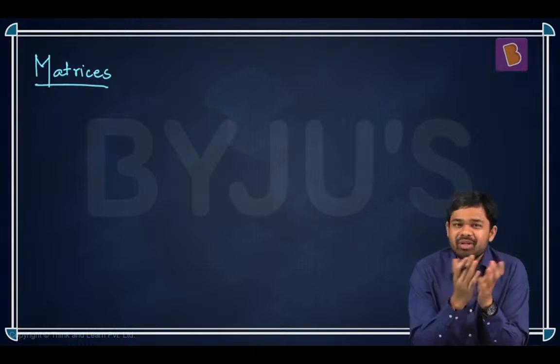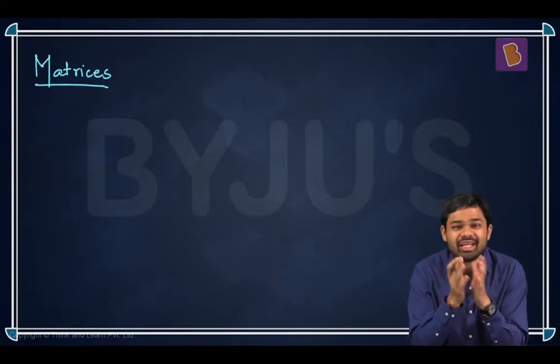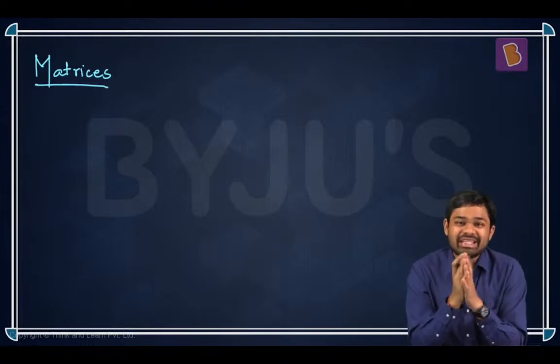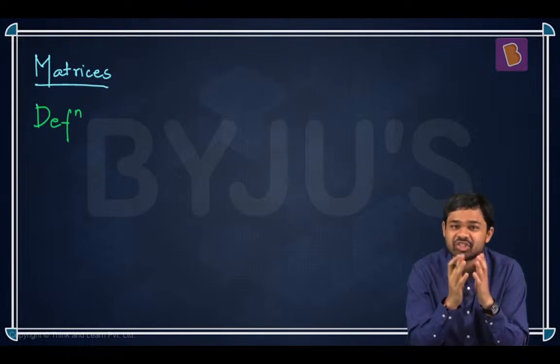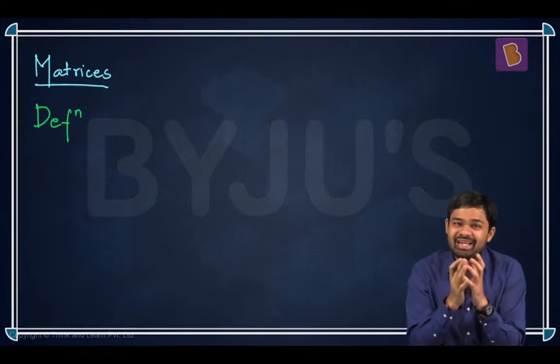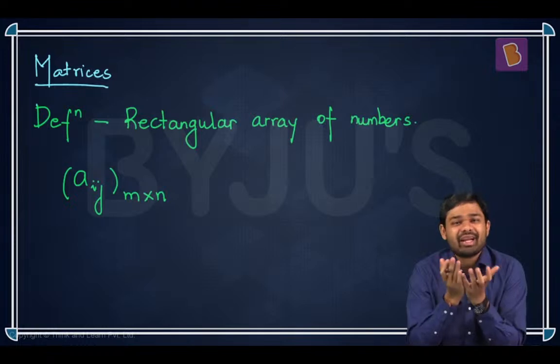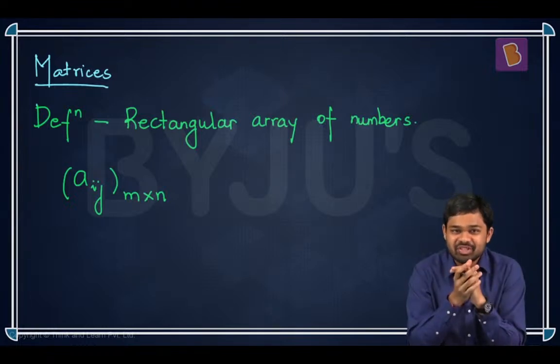Before we look at problems, let's quickly have a recap of this chapter. What did we see in this chapter? First, we began by looking at the definition of a matrix. We said that a matrix is nothing but a rectangular array of numbers.